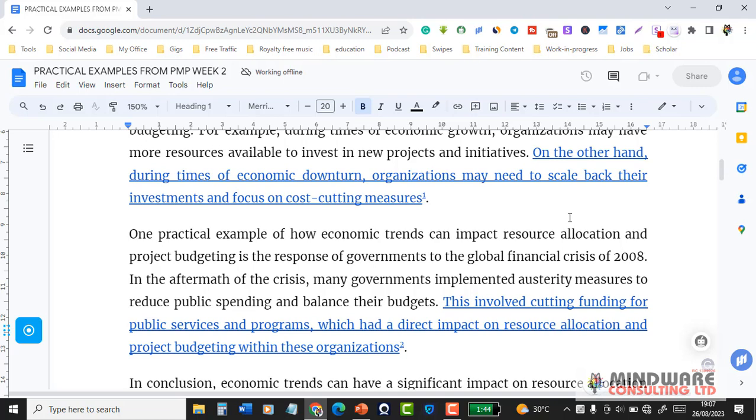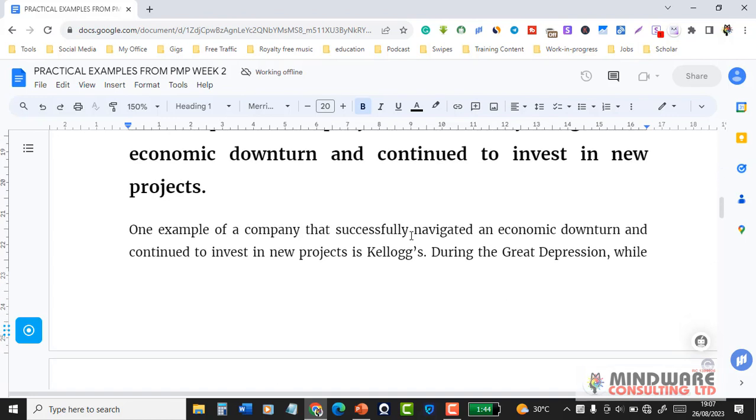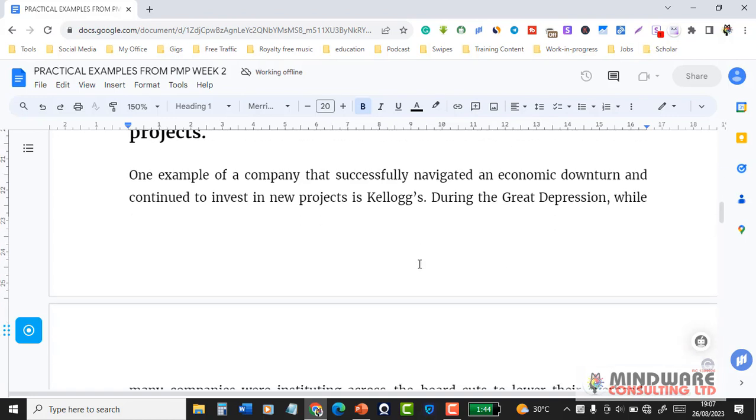So those organizations within the governments all around the world in 2008 were impacted by this austerity measure. But there's a particular company that took a different approach. Let's take a look at that company. They successfully navigated the economic downturn and continued to invest in projects. The name of that company is Kellogg's, a food company based in the United States of America.